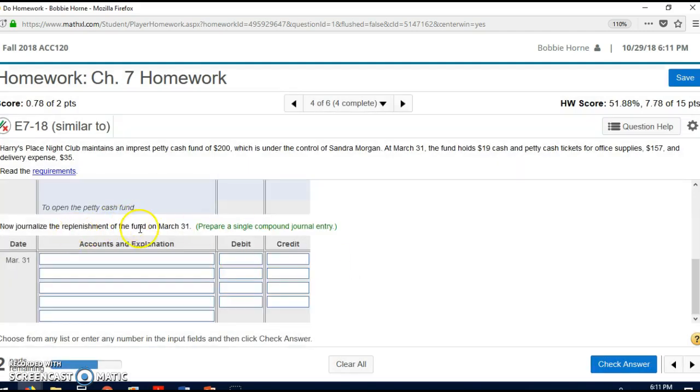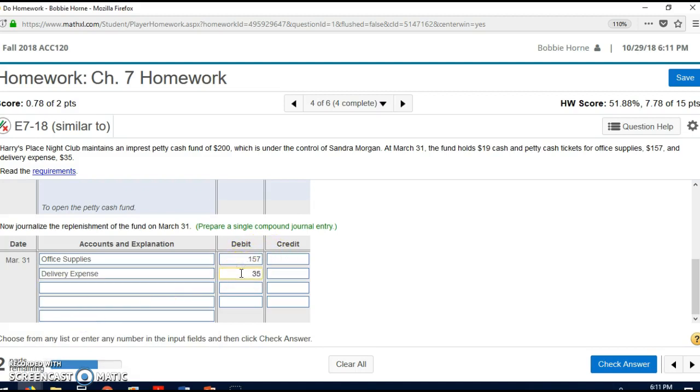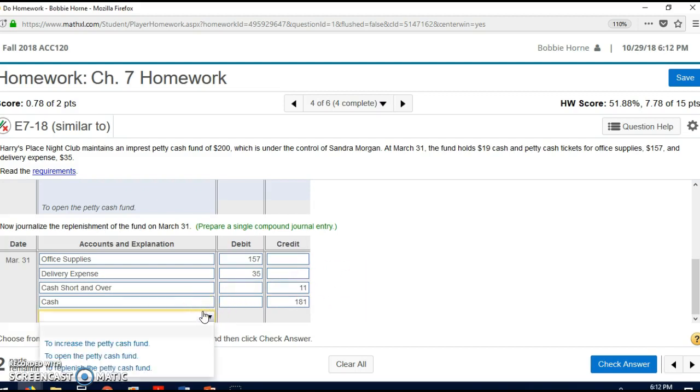Now journalize the replenishment of the fund on March 31st. So it looks like we had office supplies of $157, and we had delivery expense of $35. And then, is that it? So we need to credit cash for $181, the difference between what should be in there and what's actually in there. And the debits equal $192, so we are over by $11. And this is to replenish.